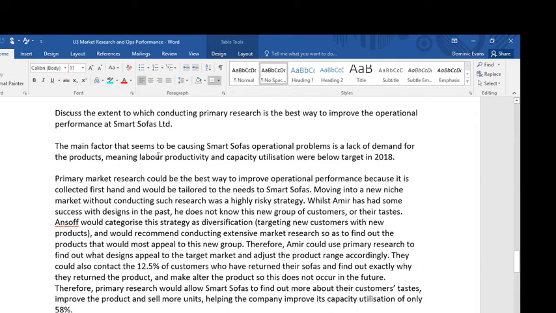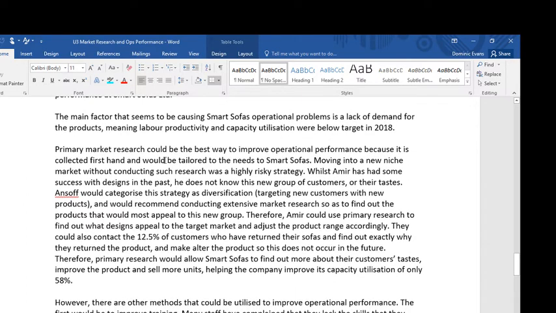First of all, I'm making it clear that I know what operational performance is measured by. One measure is labour productivity, another is capacity utilisation. Secondly, the rest of my essay can assume that the lack of demand is the main problem, and my analysis can focus on how to improve that demand. So here's my first paragraph on primary research. Primary research could be the best way to improve operational performance because it is collected firsthand and would be tailored to the needs of smart sofas.